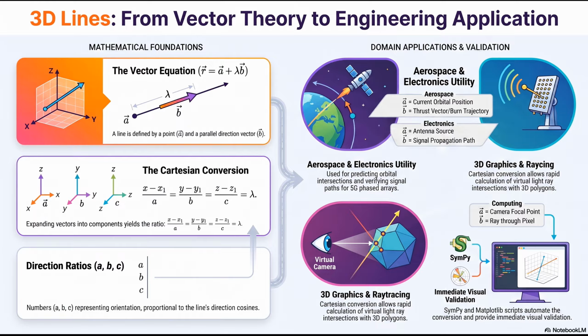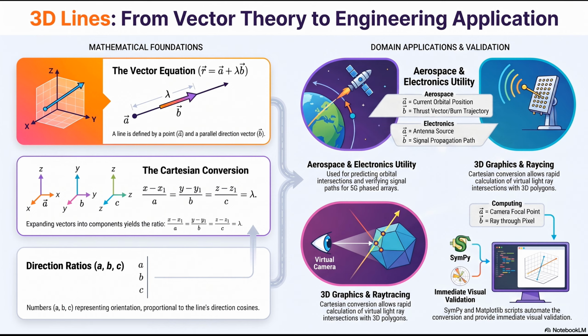And these simple ingredients, our starting point and our direction ratios, combine to create the foundational formula for this entire discussion: the vector equation. The vector equation. The formula is r equals a plus lambda times b. Okay, I want to make sure we ground this formula in a tangible physical reality for you listening, because it can get abstract. Yeah, definitely.